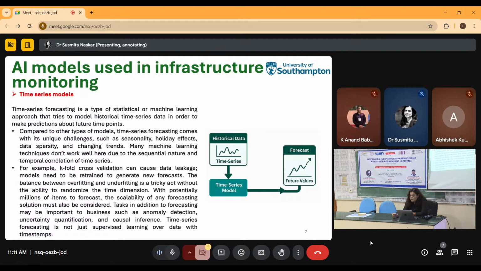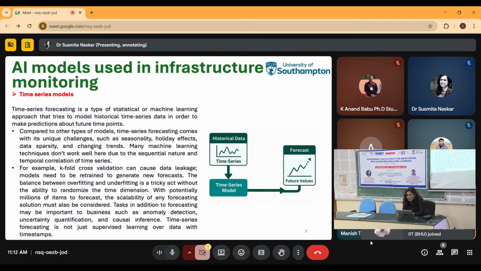Okay. Time series models are not limited to forecasting future values. They also support tasks such as anomaly detection, which means you can identify unusual events like sudden spikes or sudden changes in strain or vibration. You can also do uncertainty quantification, which means you can estimate how confident we are in the forecast. And then there is causal inference, so you can determine whether one event actually causes another over time. So time series models are very versatile and invaluable tools, especially for critical infrastructure monitoring.